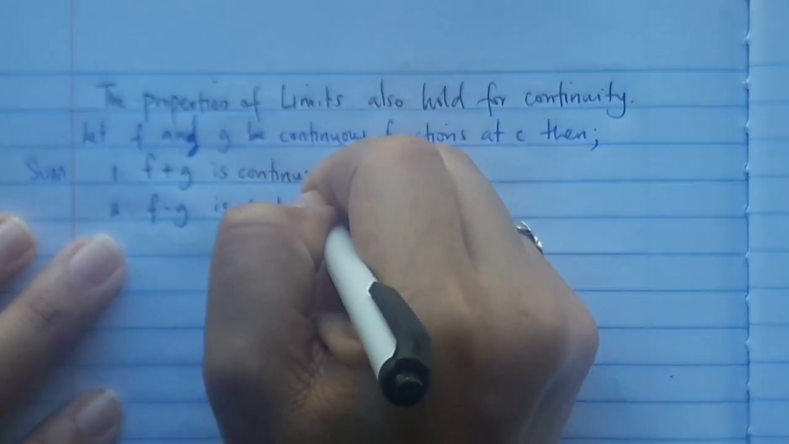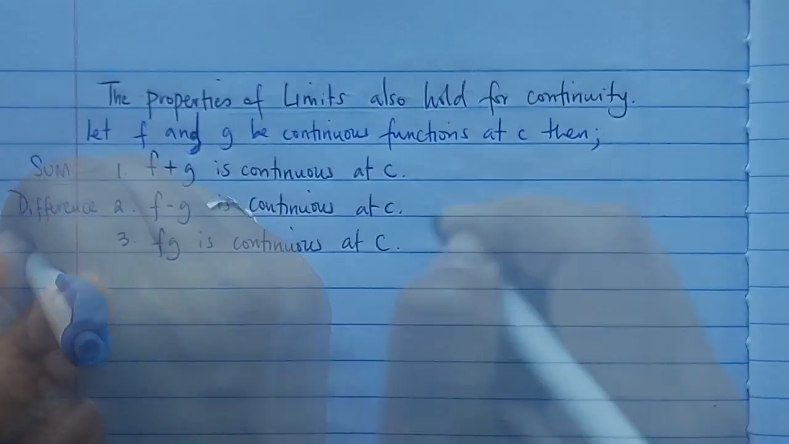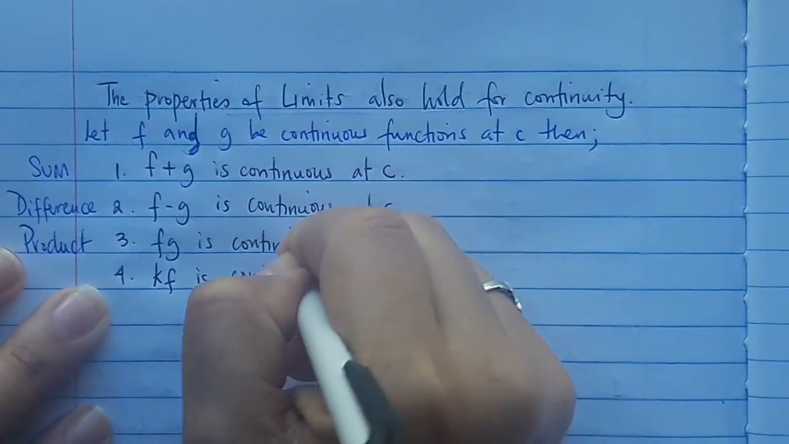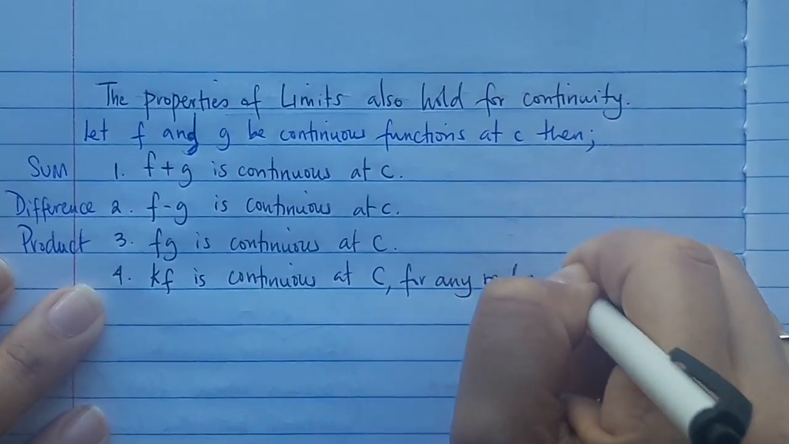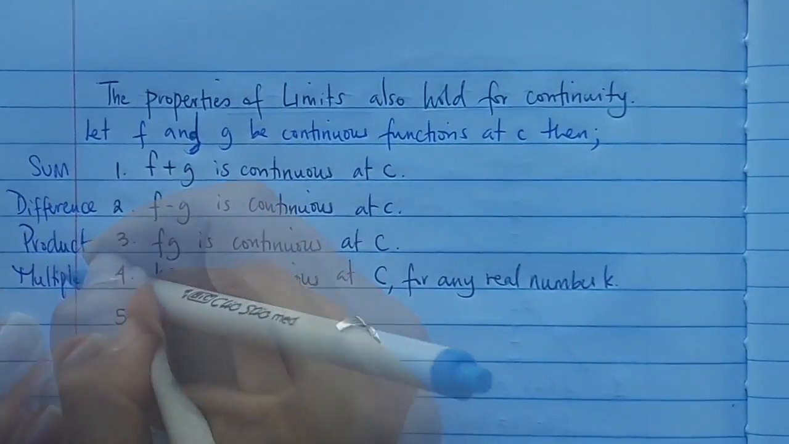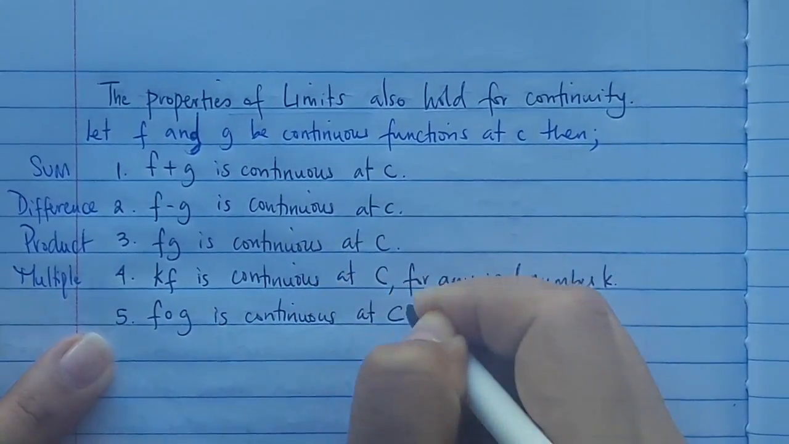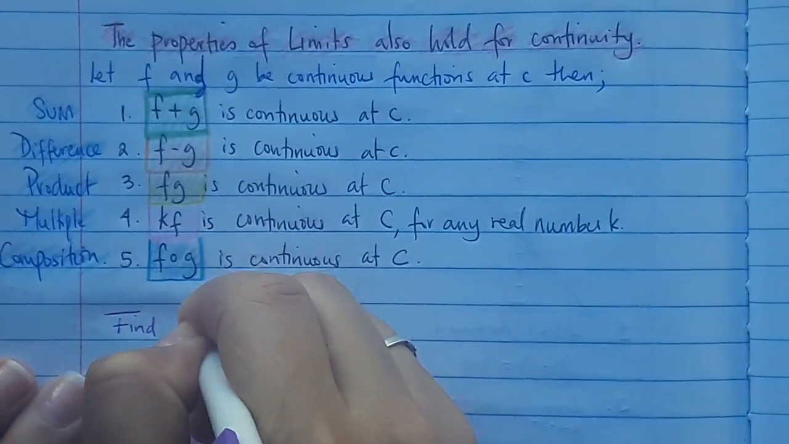F minus g is continuous at C. The difference is continuous. F times g is also continuous at C. And then some constant times f is also continuous. And finally, the composition f circle g is continuous. So just like limits, it's also the same for continuity. So you have to be mindful of these things.